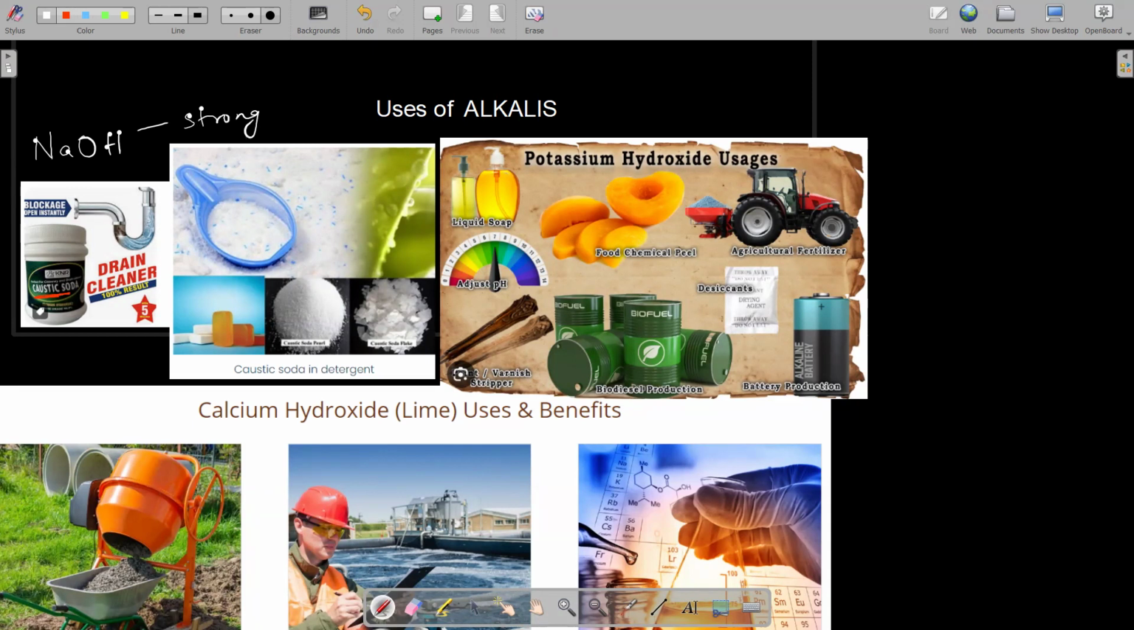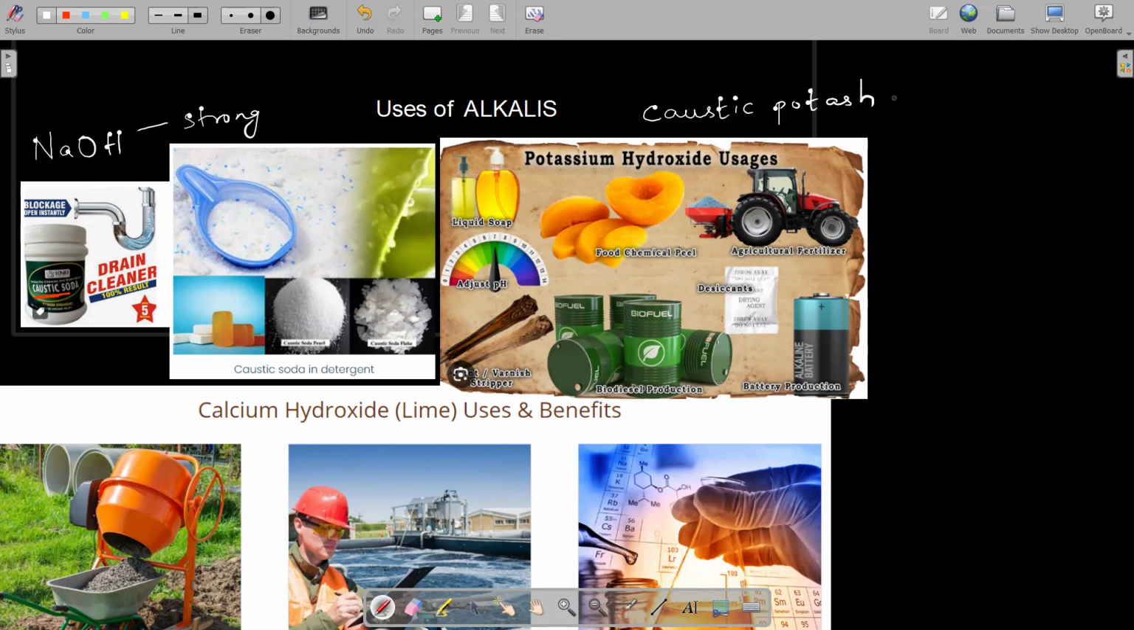Okay. And then we have potassium hydroxide. Now, what is potassium hydroxide called? It is caustic potash. Here the name is not given, but potassium hydroxide is called caustic potash. As we know that NaOH is called caustic soda. Caustic potash is potassium hydroxide.